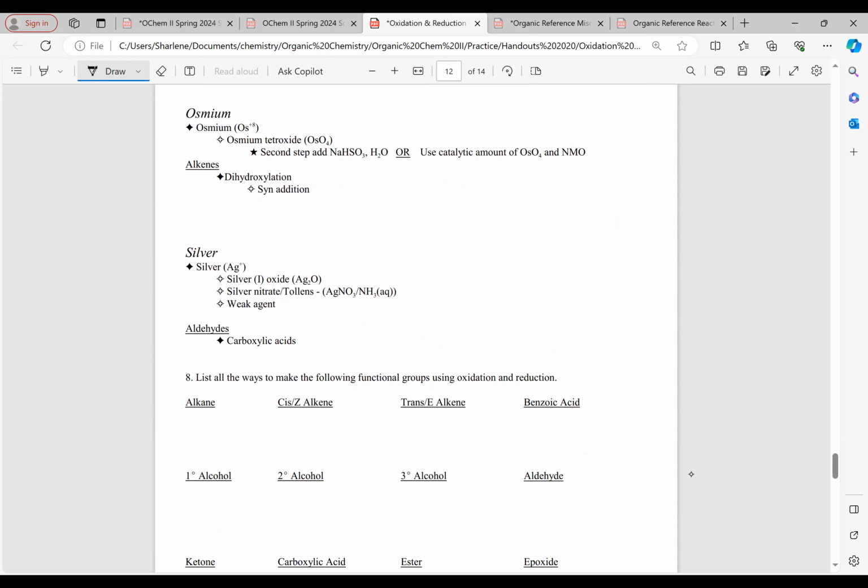Now let's go to just a few selective ones. Osmium is a very interesting element, and osmium tetroxide looks just like that KMnO4, although it's not ionic, but it's going to do pretty much the same thing. But once it's attached, water isn't going to take it off. You're going to have to do a second step, which is sodium bisulfite, or you can use catalytic amounts of something called NMO, but this is the one I always use.